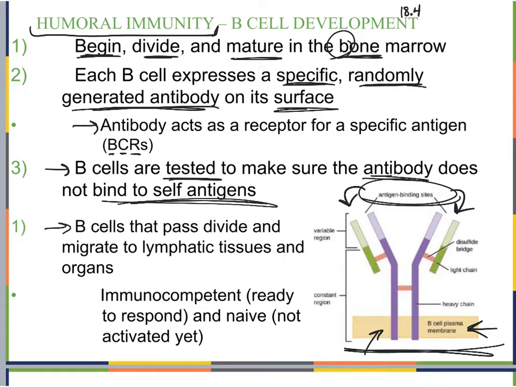The B cells that pass are going to divide and then migrate to our lymphatic tissues and organs, just like we saw with the T cells. Of course, those that don't pass are destroyed. And then at this point, these cells are called immunocompetent and naive. So just like we saw with the T cells, except this is happening in the bone marrow, and the receptor is called an antibody, an embedded one in the plasma membrane. Versus the T cells, this happens in the thymus, and it's just a regular receptor. And then they all go out to the lymphatic tissues and the organs.